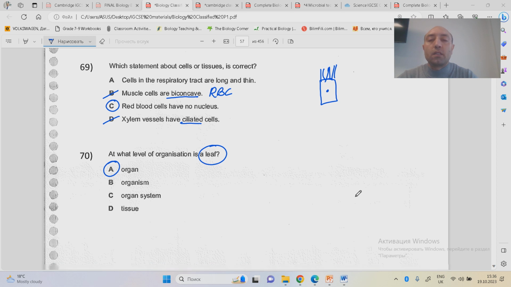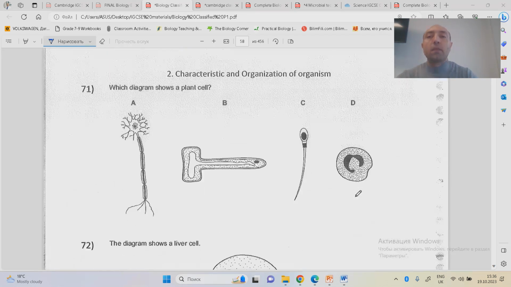Let's go to the next question after 70. Which diagram shows a plant cell? This is easy, as you know. In here, plant cell is B. A is a nerve cell. C, D we know already, sperm cell and white blood cell.